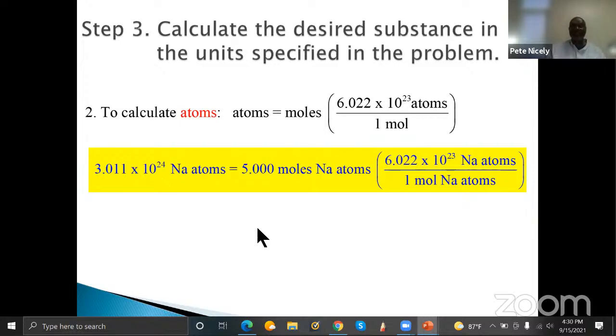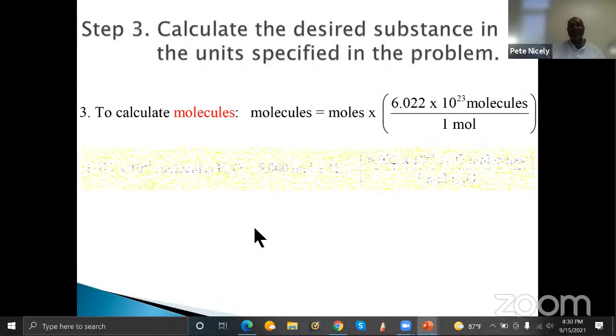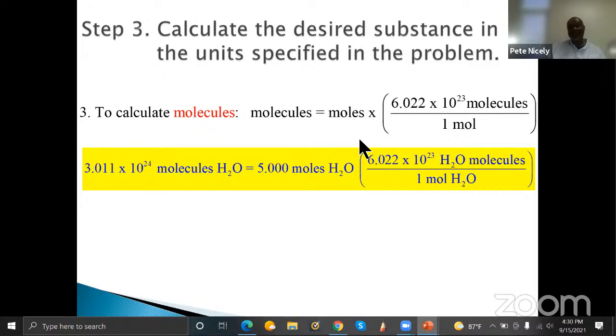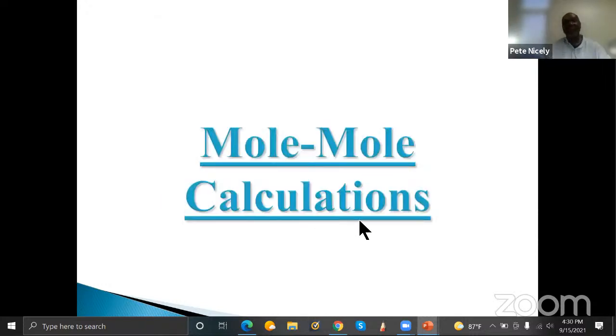So it all depends on what you're asked for. If you want to get the number of molecules, again, you multiply the mole value by Avogadro's number. An example is shown here. That's basically an overview of the steps that you take to solve a typical stoichiometry problem.